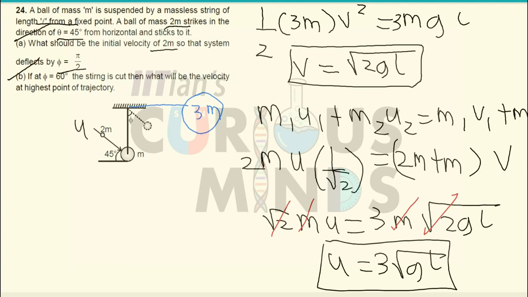Let us find out the second part. If at phi equal to 60 degrees the string is cut, what will be the velocity at the highest point of the trajectory?